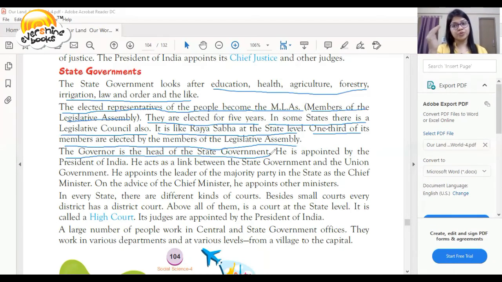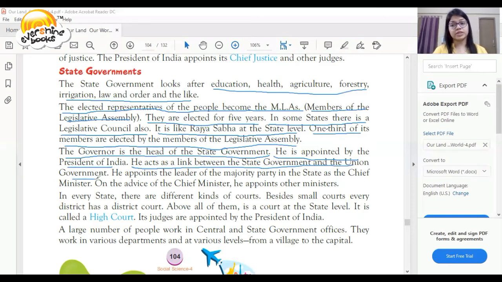So the answer is the governor is the head of state government. So, यूनियन में हेड कौन है? प्रेसिडेंट है. And स्टेट में हेड कौन है? गवर्नर है. He is appointed by the President of India. Again, this is a very important question. Who appoints the governor of the state government? So, the answer is the President of India appoints the governor for the state. He acts as a link between the state and the union government.